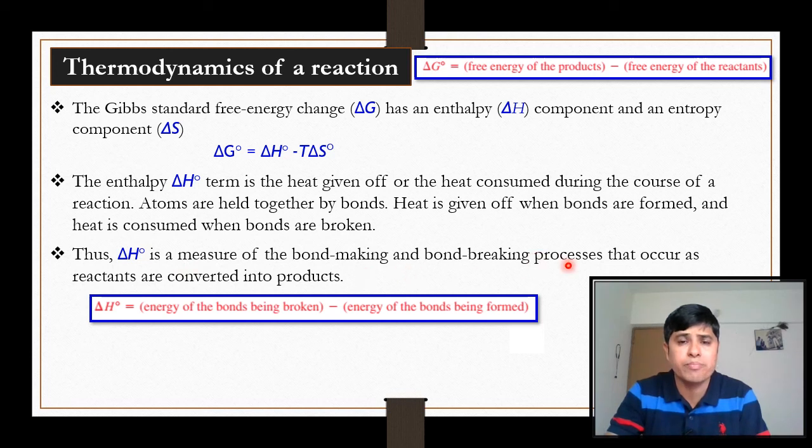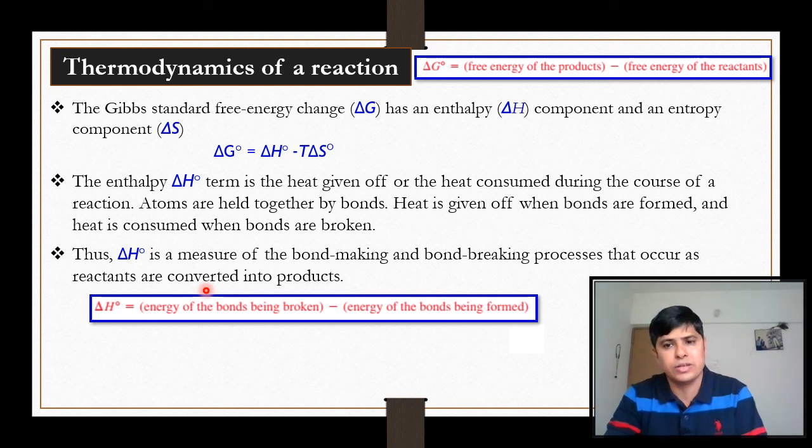Enthalpy is a measure of the bond making or bond breaking process that occurs as reactants are converted into products. So delta H0, the enthalpy of a reaction, is equal to the energy of the bonds being broken minus the energy of the bonds being formed.